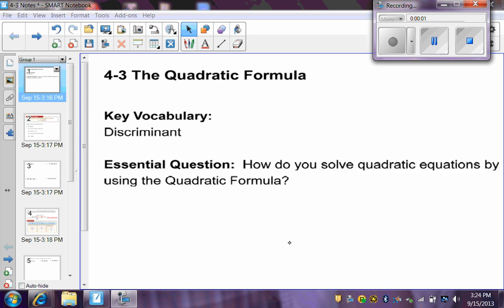Video is on section 4-3, which is the quadratic formula. The key vocabulary is the discriminant. The essential question is, how do you solve quadratic equations by using the quadratic formula?